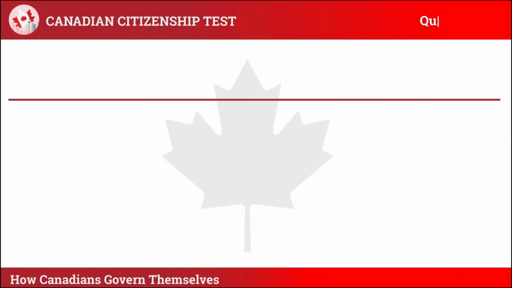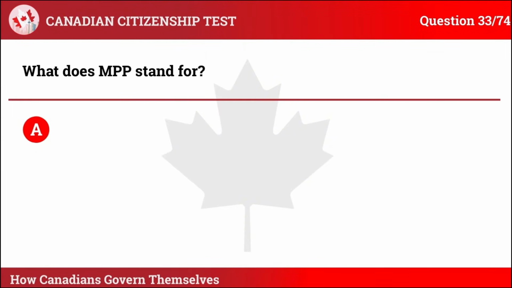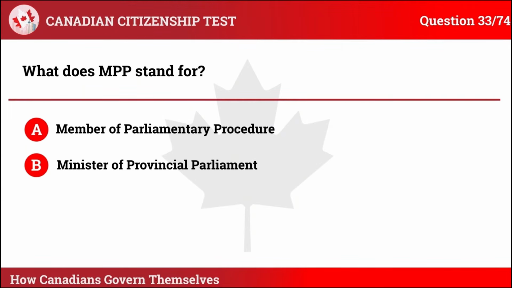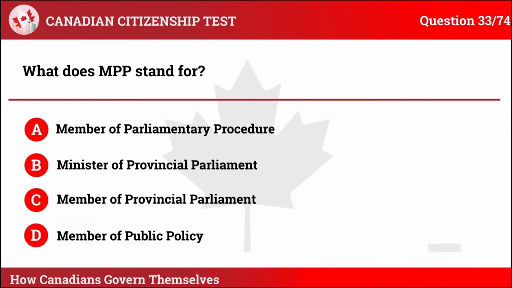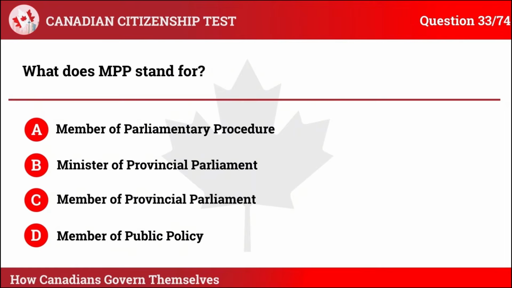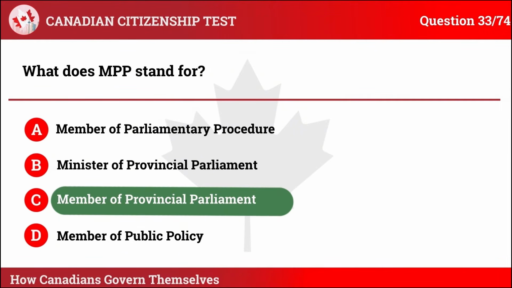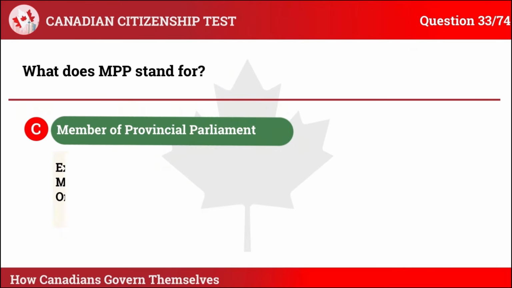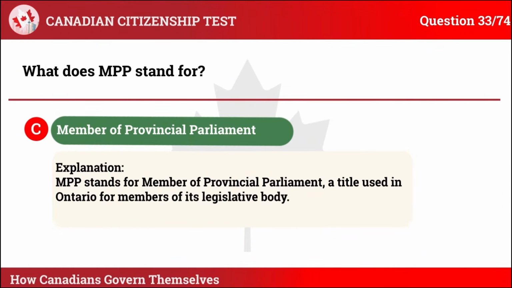body. Question 33. What does MPP stand for? A. Member of Parliamentary Procedure. B. Minister of Provincial Parliament. C. Member of Provincial Parliament. D. Member of Public Policy. The correct answer is C. Member of Provincial Parliament. Explanation: MPP stands for Member of Provincial Parliament, a title used in Ontario for members of its legislative body.